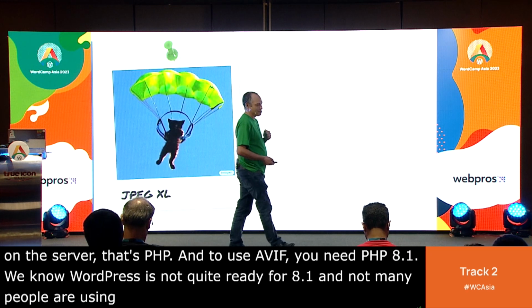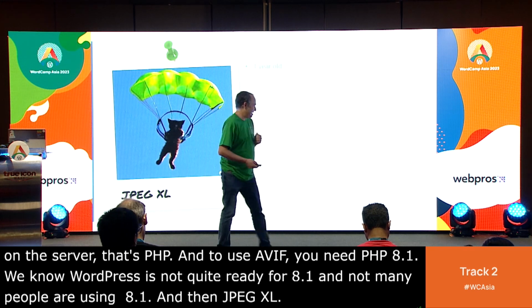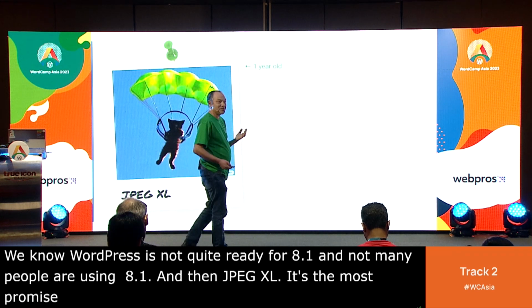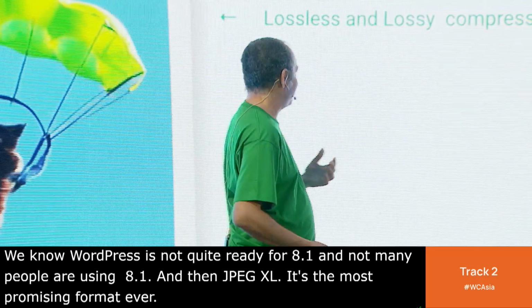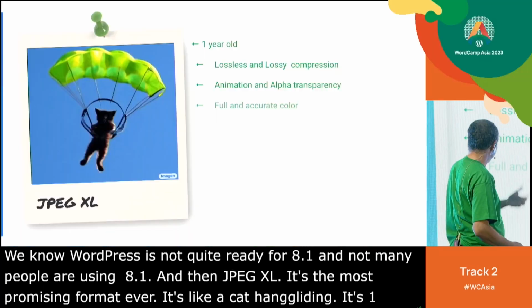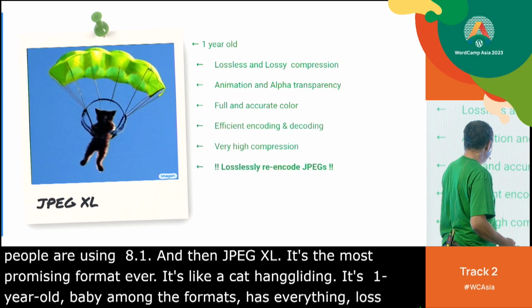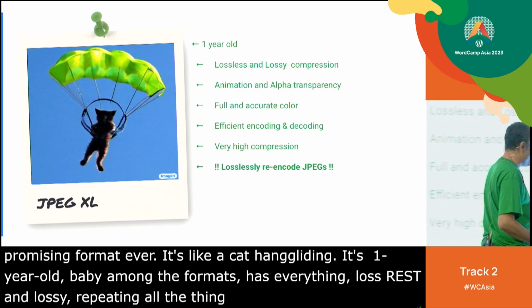Then comes JPEG XL. This is like the most promising format ever. It's like a cat hang gliding. It's 1 year old, so it's like the baby among all the formats. It has everything, right? Lossless and lossy compression, animation, alpha transparency, full and accurate color. I'm repeating all the things from before. And then it gets into these amazing, cool features.